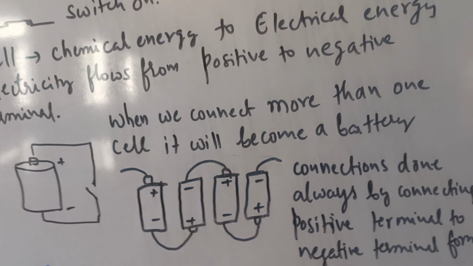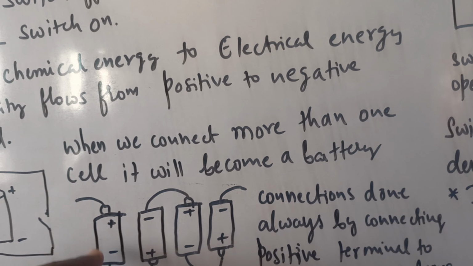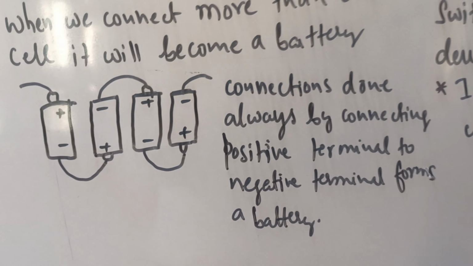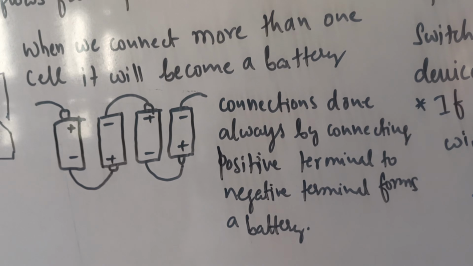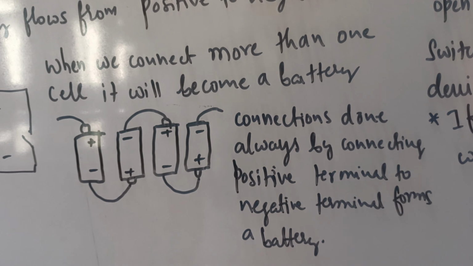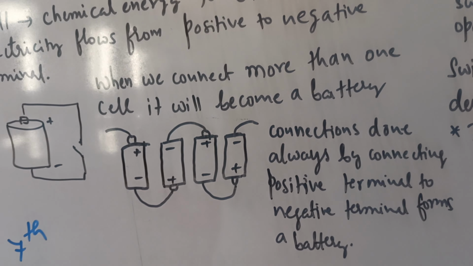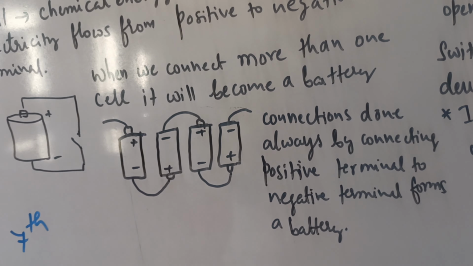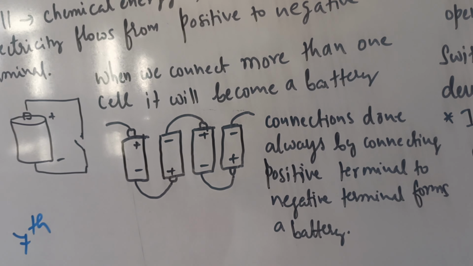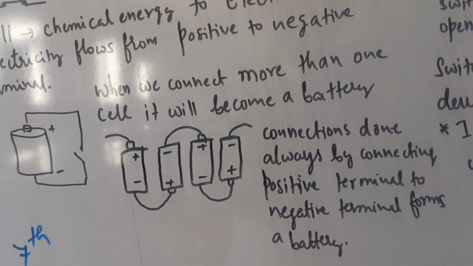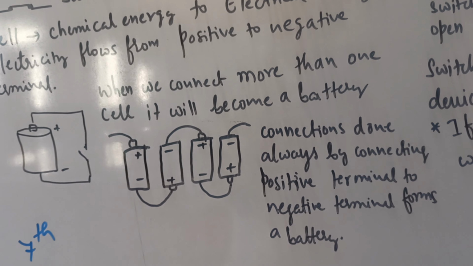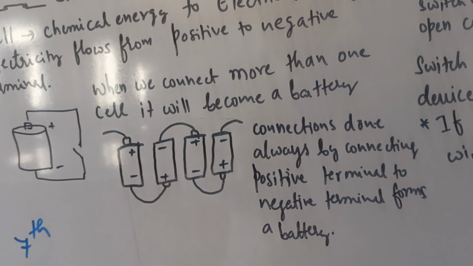How to do arrangement of the battery? Always we will connect negative to positive and positive to negative. These are the connections. The current flows from positive terminal to negative terminal. More than one cell is called a battery. The series of cells are called a battery.